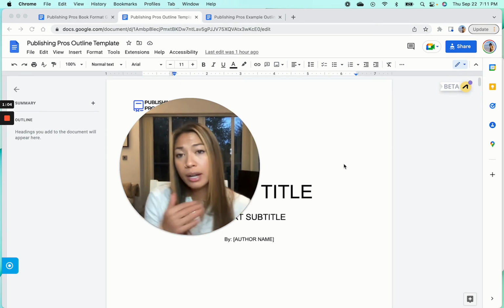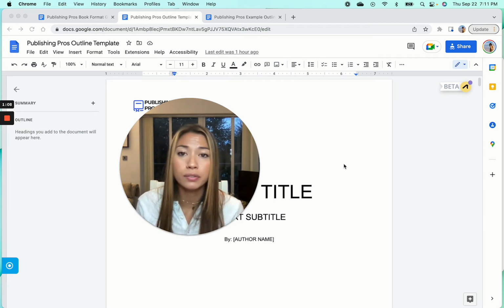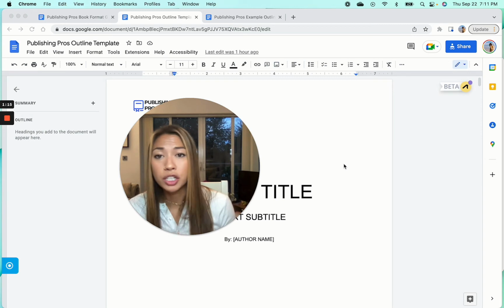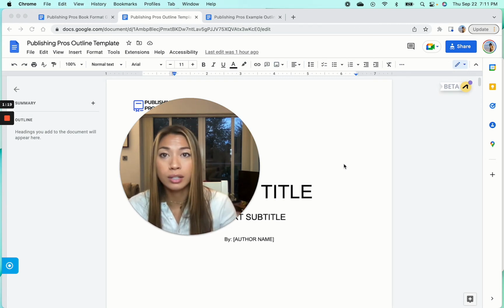So I'm going to go ahead and show you our template that we have. All of this is going to be linked below for you to use if you'd like. And I'm just going to be showing you the overview, the outline, and then I'll be taking you through a couple examples as we go on. So let's just go ahead and get into it.